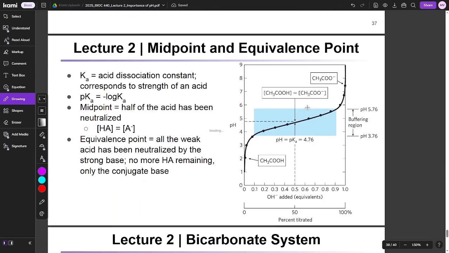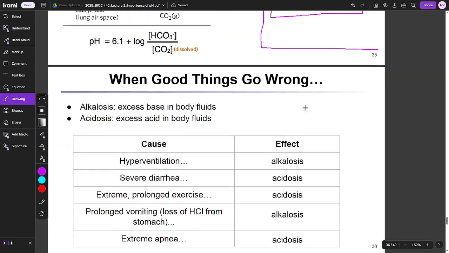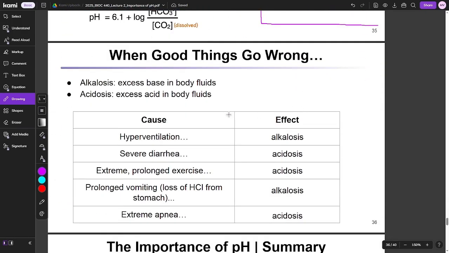And the last couple slides we're going to end off with are relatively simple. We should be able to explain all these. Some of them are a bit interesting, but you should be able to explain hyperventilation pretty easily. Prolonged exercise, you should be able to explain. You can probably explain this, loss of HCl from the stomach. And apnea, possibly, like the closage of your airways, so you can't really breathe, if I remember correctly.